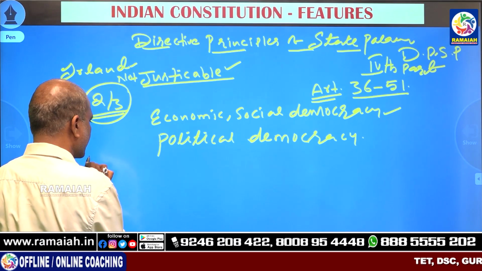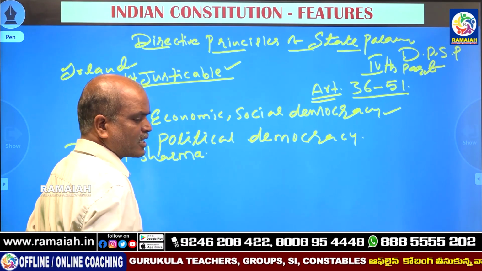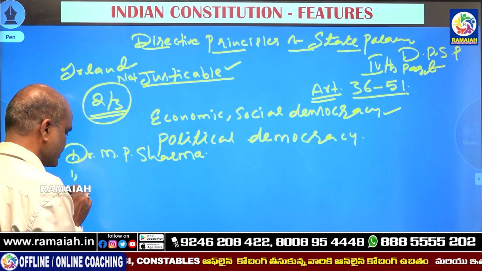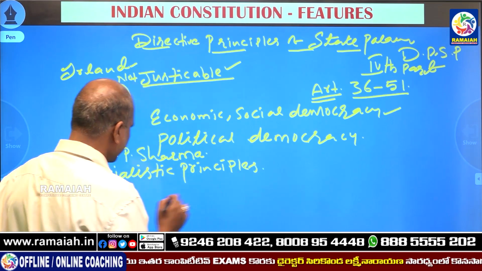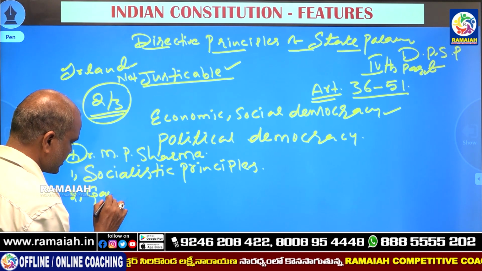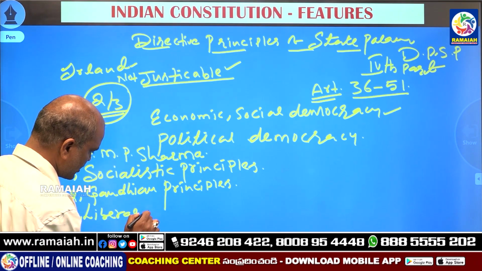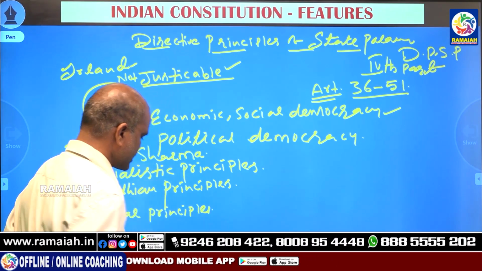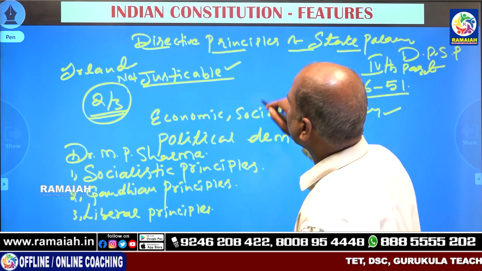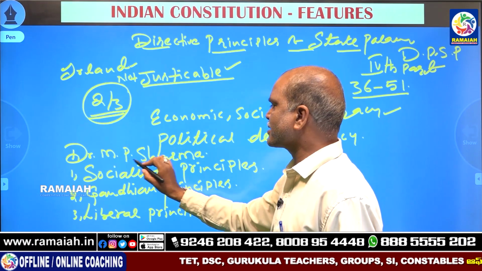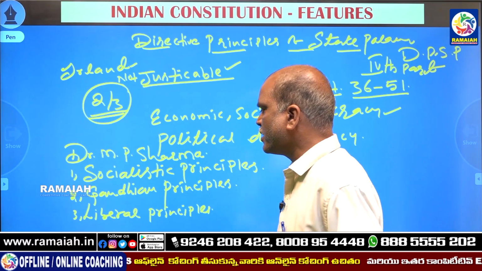The next one, Dr. M.P. Sharma classified the directive principles of state policy into three types. First one is socialistic principles. Second one is Gandhian principles. Third one is liberal principles. Who classified the directive principles of state policy into three types? Dr. M.P. Sharma. First, socialistic principles; second, Gandhian principles; third, liberal principles.